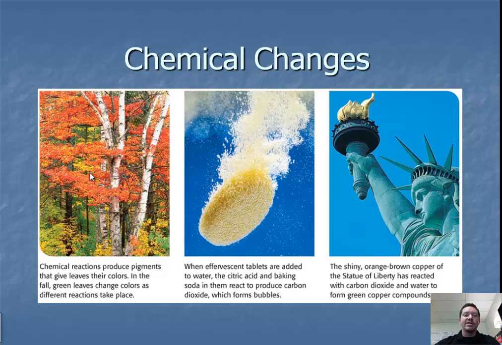On the left side of the screen here, we've got the chemical reaction that produces the pigments that give leaves their different colors. So in the fall, when we see these green leaves start to change orange to yellow to red, these are chemical changes that are taking place.